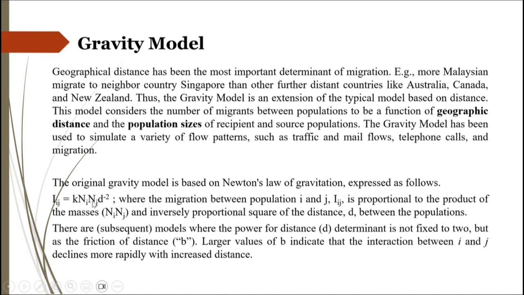That means if the distance is longer and longer, right? D to the power of -2 means divided by D to the power of 2. So when D is longer and bigger, then the migration flow, the I, is less and less, right? Like for example, 1/10, 1/100, 1/1000, 1/1,000,000. So 1/1,000,000, of course, is smaller than 1/100. There are subsequent models where the power of distance, in this case D, is not fixed to 2, but can be changed. Subsequent models, of course, you can improve the model, or you have a new idea, or you have some criticism and you adjust, right?